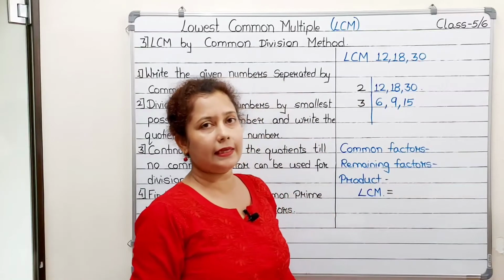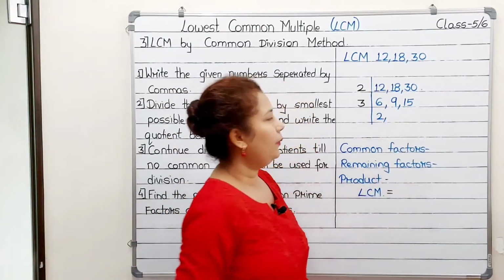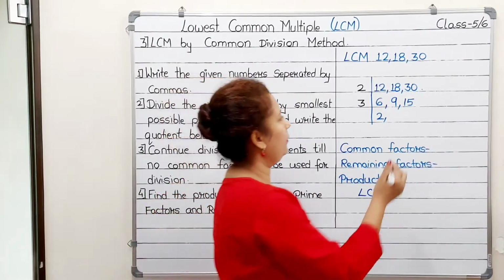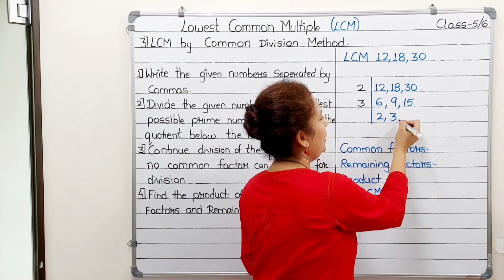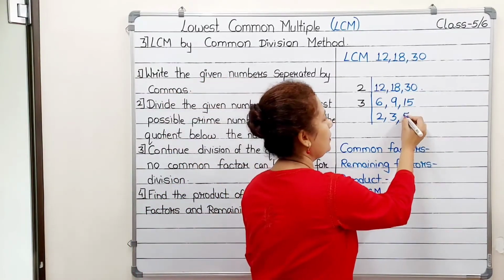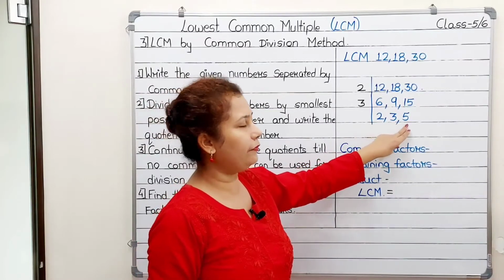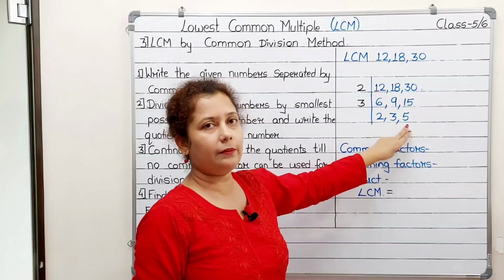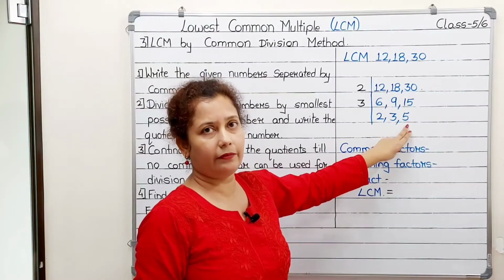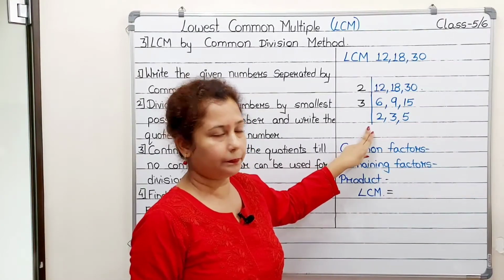When we divide 6 by 3, we get 2 as the quotient. When we divide 9 by 3, we get 3 as the quotient. And when we divide 15 by 3, we get 5 as the quotient. Now these quotients, that is 2, 3 and 5, are not divisible by any common prime factor. So we will stop the process of division here.